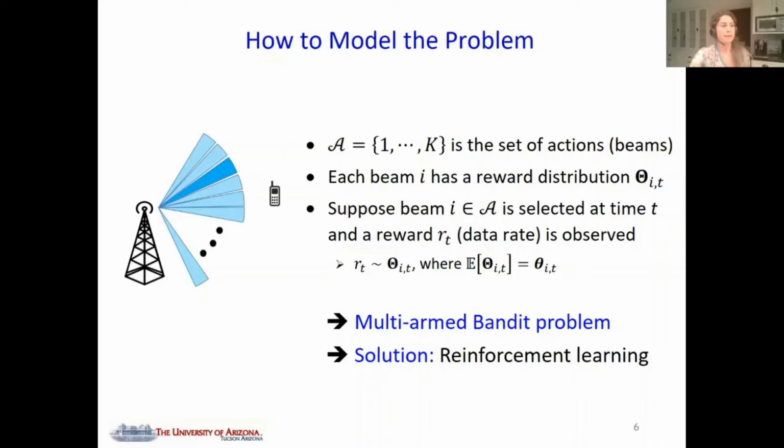So here, basically the lowercase thetas are also modeled as random variables, which we use as a tool to approximate the true means of those reward distributions. And the multi-arm bandit problem captures the trade-off between exploration and exploitation. And we are using reinforcement learning to solve this multi-arm bandit problem with the goal of minimizing the regret, which is the deviation from an oracle policy, which can always find the best action at each time slot.